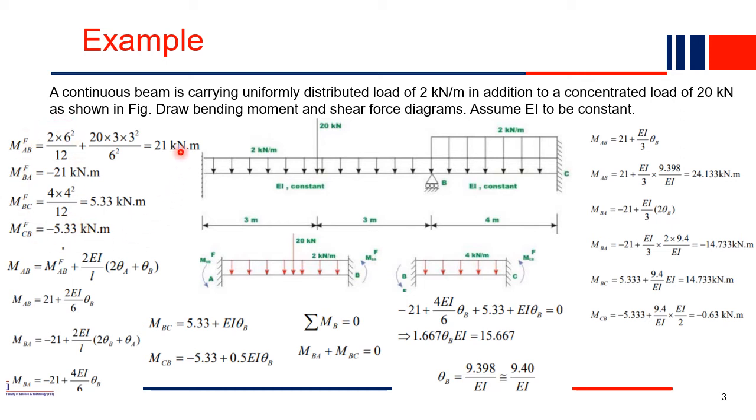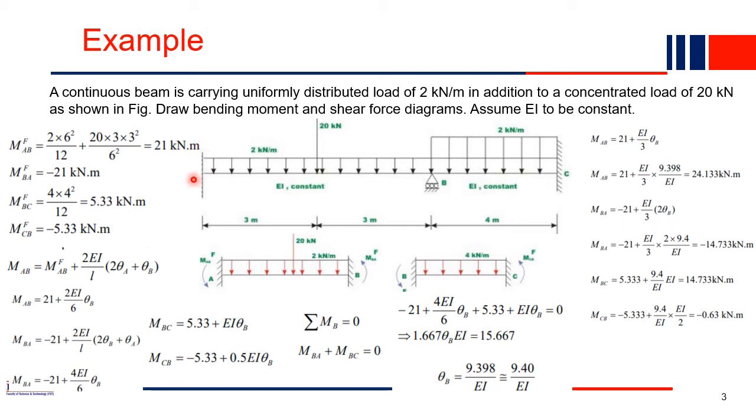Now the fixed moment computation is over, so we simply substitute the values in the slope deflection equation. Here, as I mentioned, we first have to find out the kinematic degrees of freedom for each support. If you see, support A is fixed, which means A cannot move in any direction.